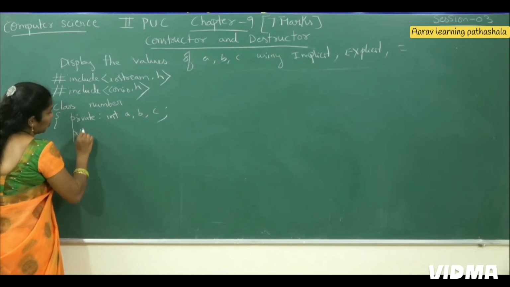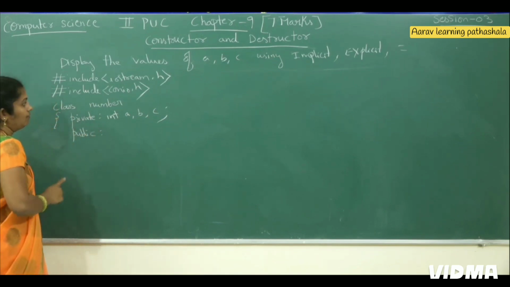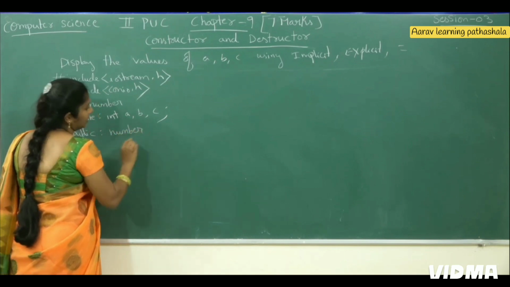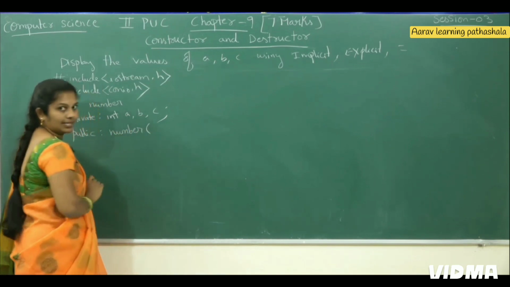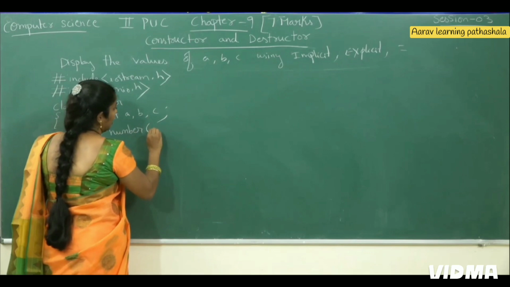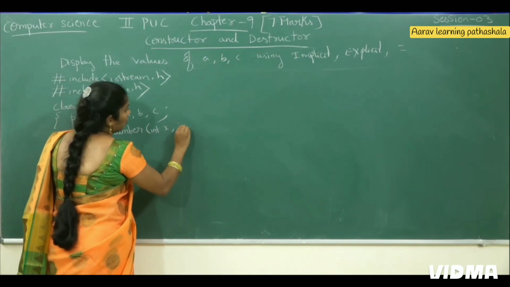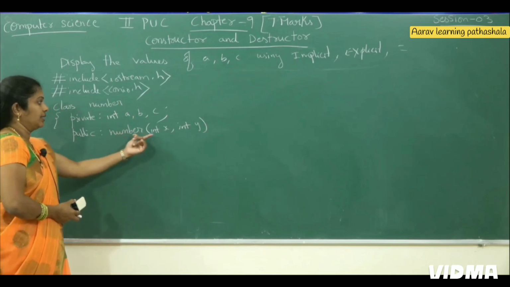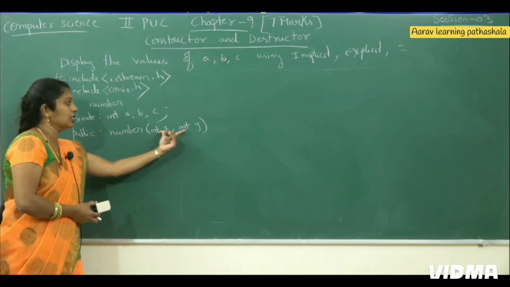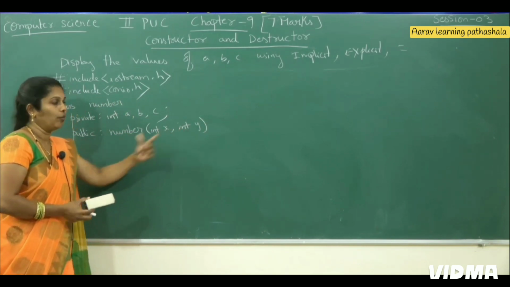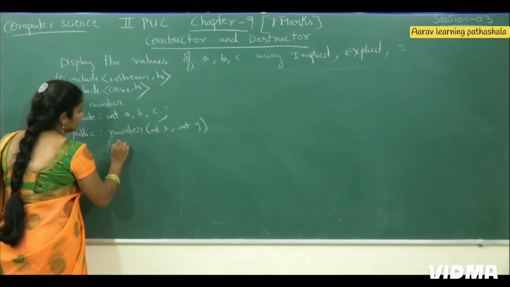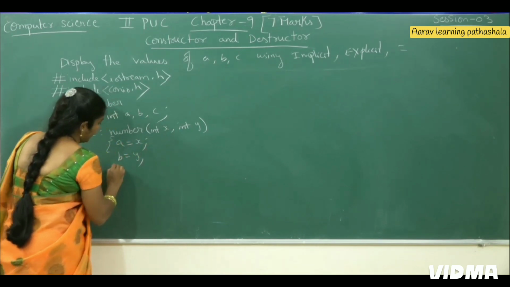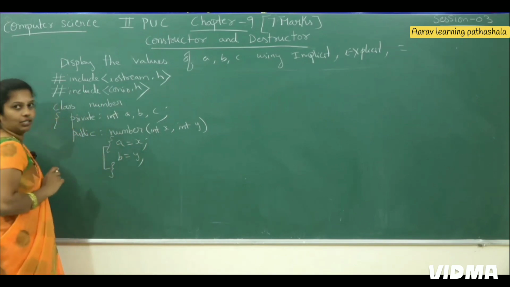In the public section, we are declaring the functions. First function we take is number. Here I am passing the arguments, for example int x, int y, 2 arguments. It is nothing but a constructor. It is a parameterized constructor because here it is having arguments. Here I am initializing, that is a equals x and b equals y. This is the first constructor function.